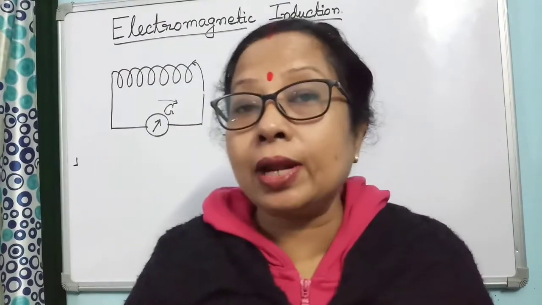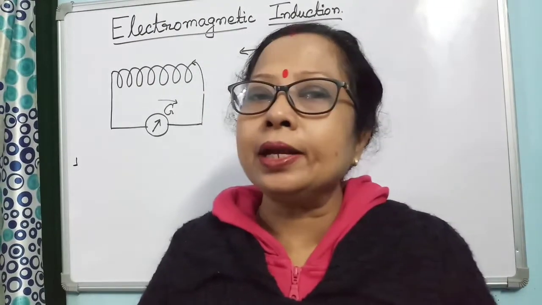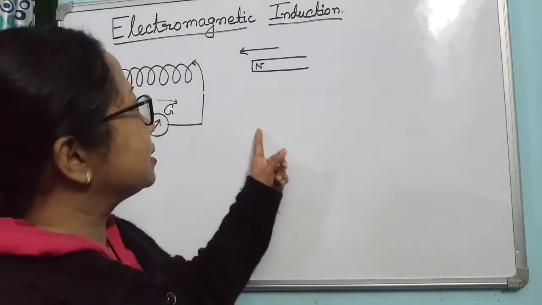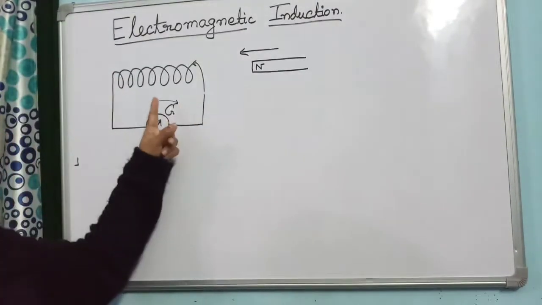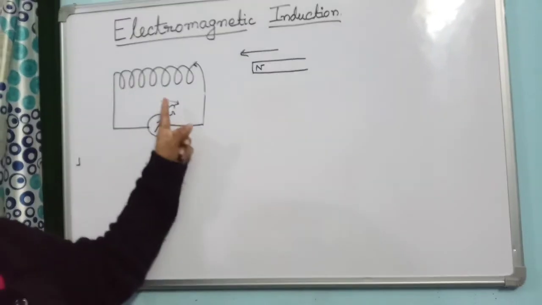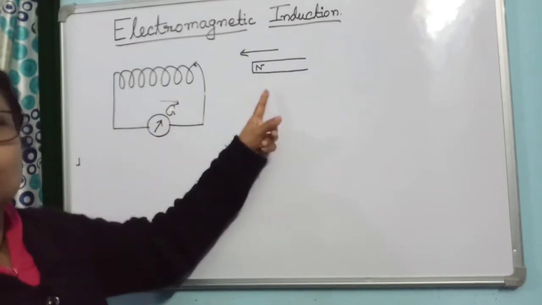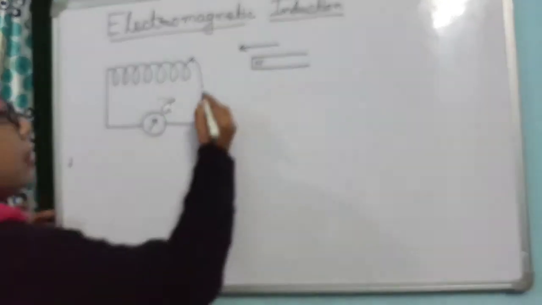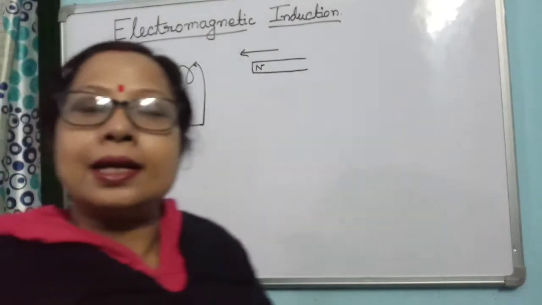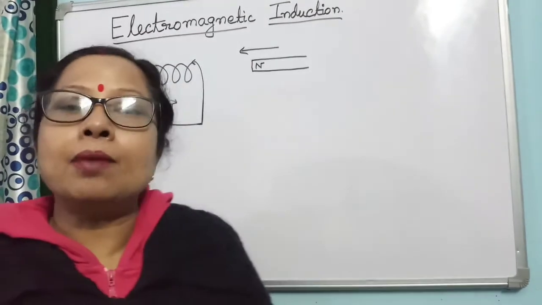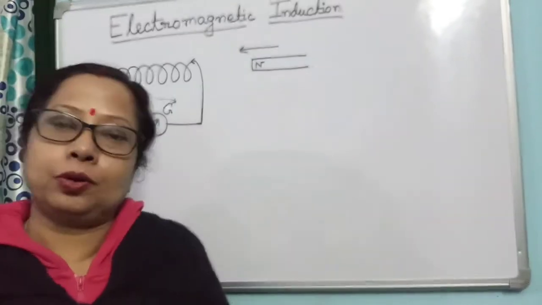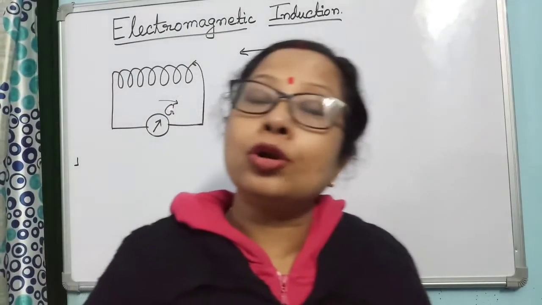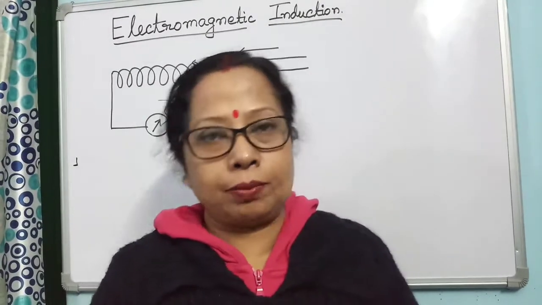Alright, the question will arise: when will the EMF be induced? As long as there is a relative motion between the coil and the north pole, you will observe that the galvanometer will deflect. The moment you stop the north pole, then what will happen? No deflection in the galvanometer.